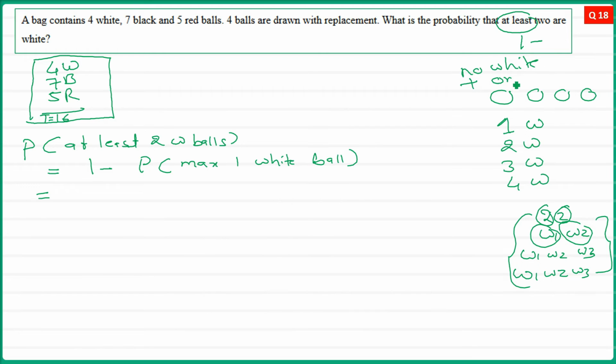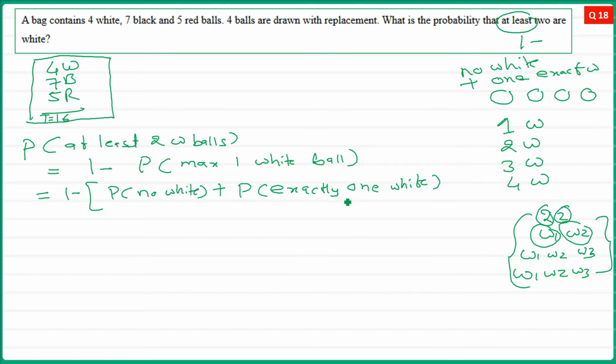See, maximum 1 white ball means no white ball plus exactly 1 white ball. So this probability of maximum 1 white ball can again be divided into 2 parts. So let me write it here. This maximum of 1 white ball means probability of no white balls plus probability of exactly 1 white ball. I hope you are getting the concept.